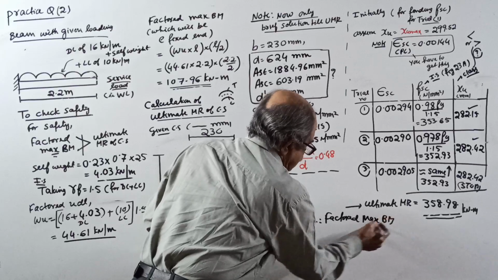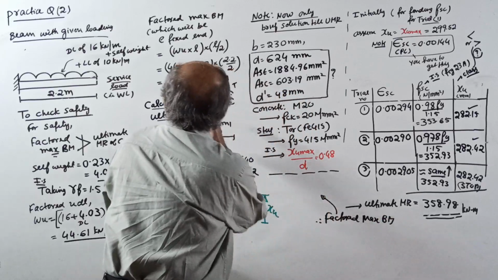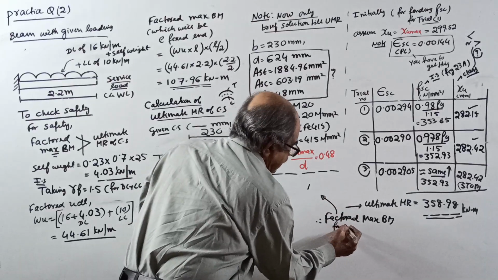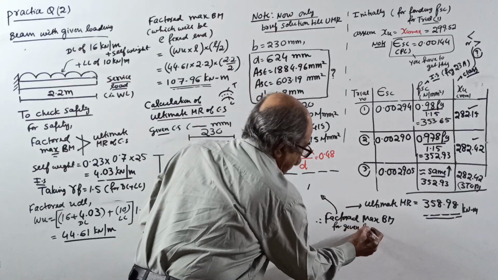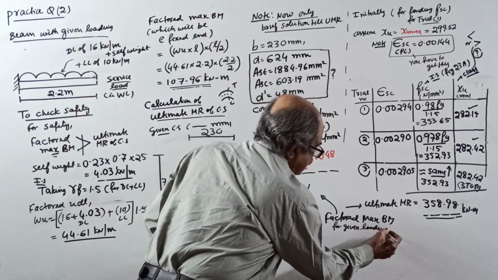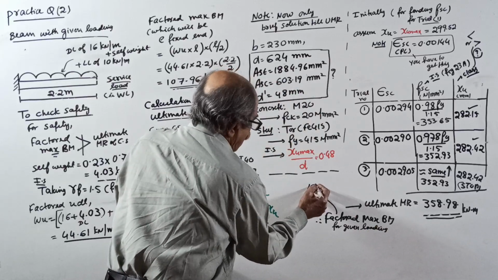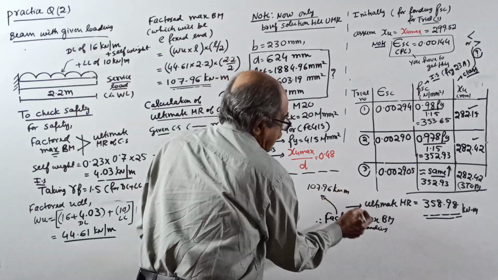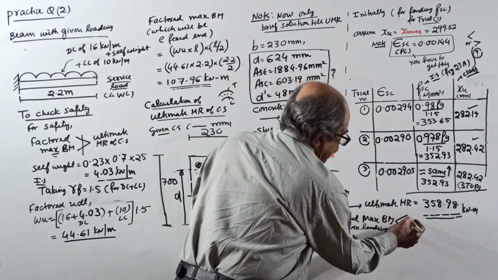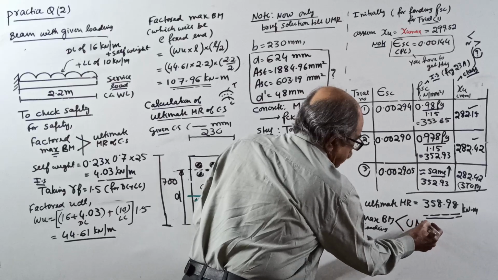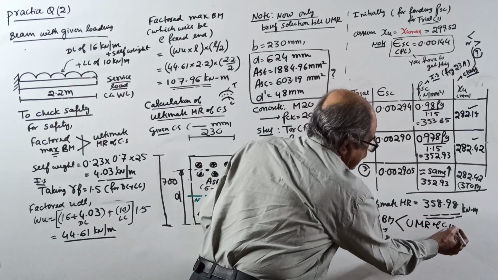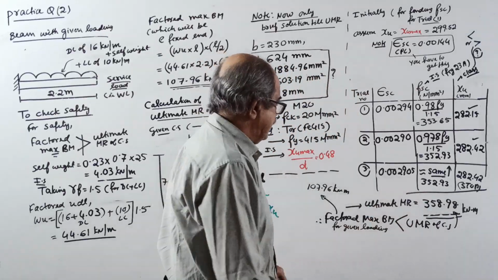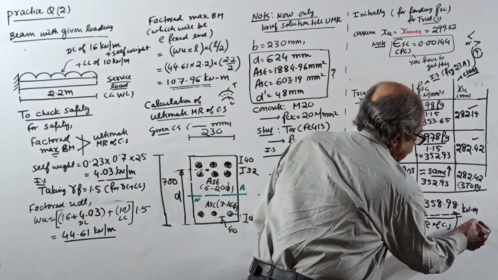BM, which is how much? BM for right here, for given loading. For given loading, they already told the load. Given loading, that is 107.96 kilonewton meter, which is less than the ultimate moment of resistance of the cross section. It is here only, right? 358.98 kilonewton meter, right? Therefore, safe.